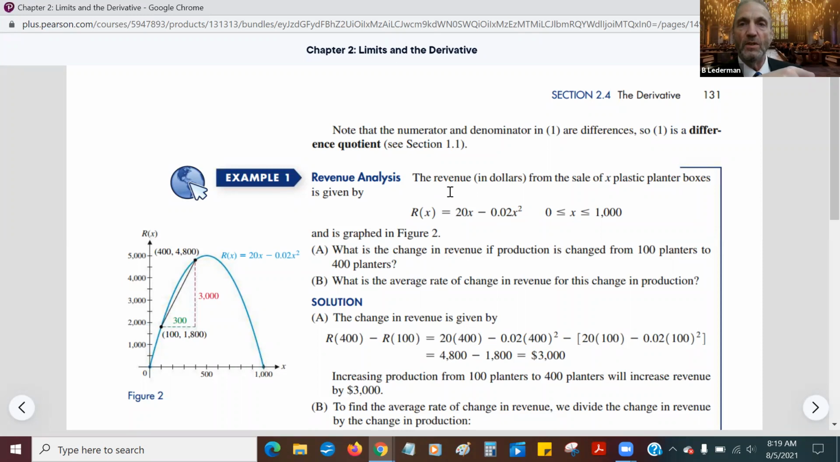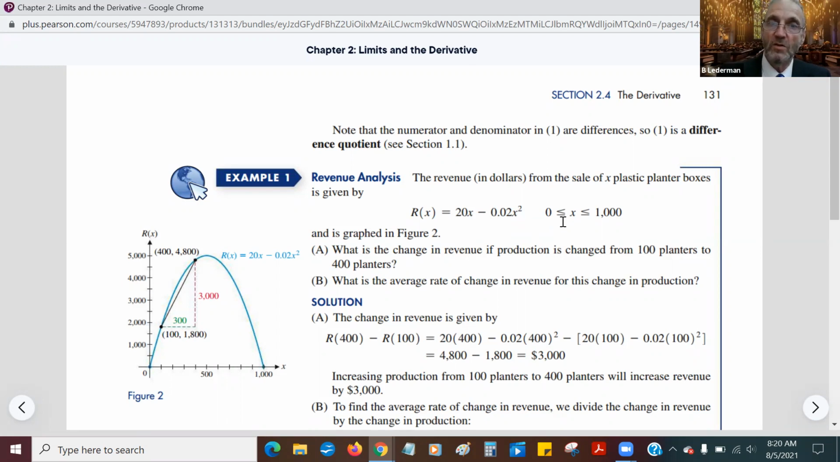So revenue in dollars from the sale of x plastic planter boxes. Try to say that 3 times fast. Is given by this function, R of x. That means the revenue function of x is equal to 20x minus 0.02x squared. So, see, x is how many boxes I sold. So I have a formula involving x because my revenue if I sell one plastic planter box versus my revenue if I sell 10 versus my revenue if I sell 100, these are different amounts. So that's why we have a whole formula here involving x.